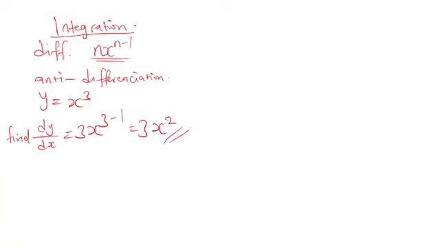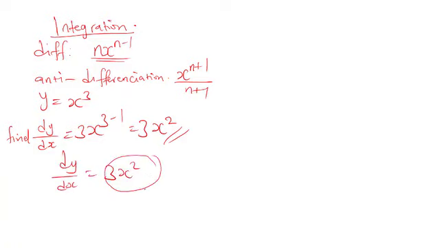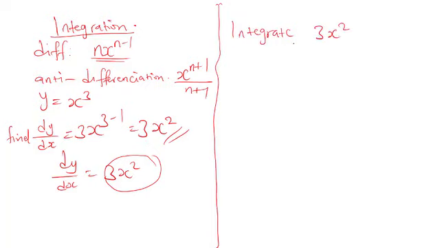This is the formula. But when it comes to integration, the formula is x raised to power n plus 1 all over n plus 1. Now this is the formula for integration. Now if our dy dx is equal to 3x squared, this is our answer. Now I want us to integrate our answer, which happens to be 3x squared.